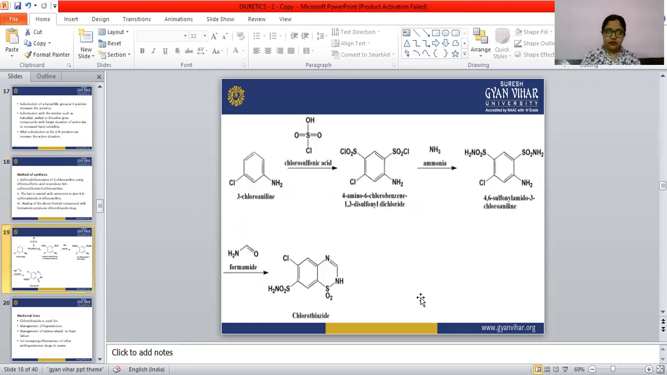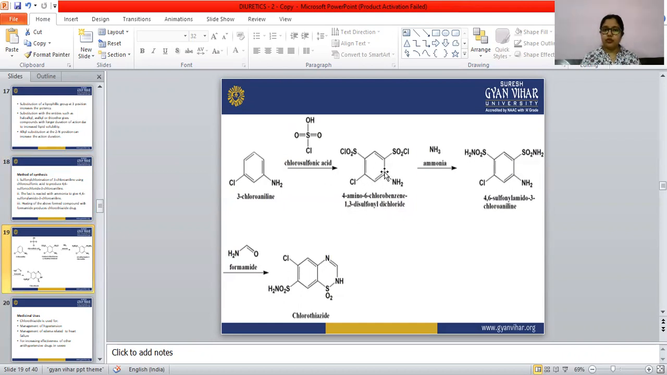Let's see, this is the 3-chloroaniline, numbered 1, 2, 3. At the 3 position, there is a chloride group. This is the aniline structure. So this is 3-chloroaniline, and this is the structure of chlorosulfonic acid. When this 3-chloroaniline reacts with chlorosulfonic acid, it gives the product 4-amino 6-chlorobenzene 1,3-disulfonyl chloride.